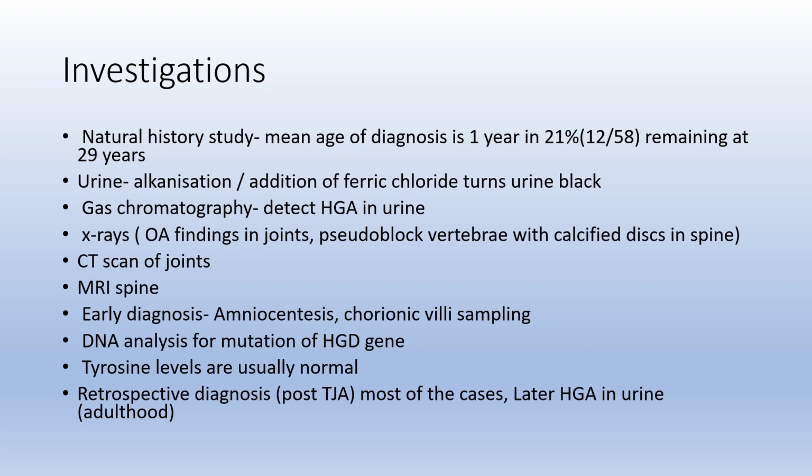X-rays and CT scans are useful for patients who present with arthritic symptoms, and the changes are usually osteoarthritic findings in the large joints, while the lower spine usually shows pseudoblock vertebrae, which is nothing but calcified discs in the spine. This should not be confused with the bamboo spine appearance seen in ankylosing spondylitis. And even in ankylosing spondylitis, the patient's age group coincides with that of ochronosis.